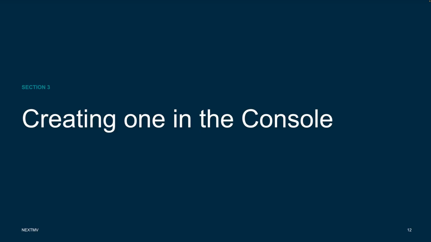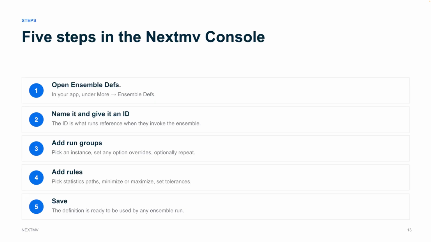So now, how do you set one of these up in the console? There are 5 steps in the Nextmv console for setting up an ensemble definition. First, open ensemble definitions under the More menu in your app, and we'll see this in the console shortly. You create a new one, name it, give it an ID, add your run groups, add your rules, and that's really it. You save it and you're good to go. There's no code, no SDK, API calls, whatever required. You can do it all through the console if you want to. You can also do it programmatically if you prefer, and that is a nice way to scale it down the line.